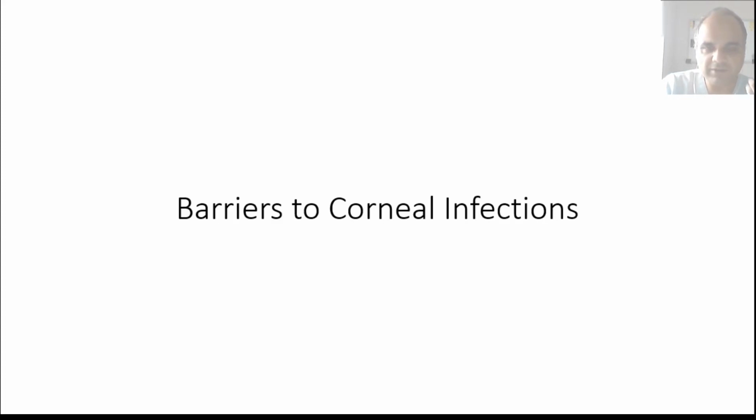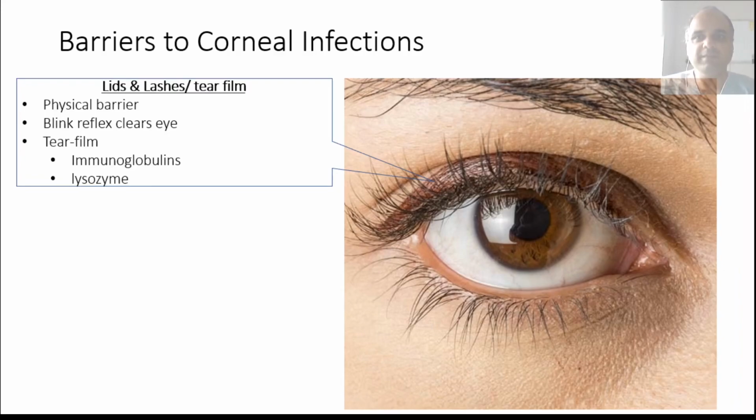It is because your cornea is really well protected by a number of mechanisms, and we'll begin with lashes and tear film. Lashes and tear film, and even your brows, form physical barriers.